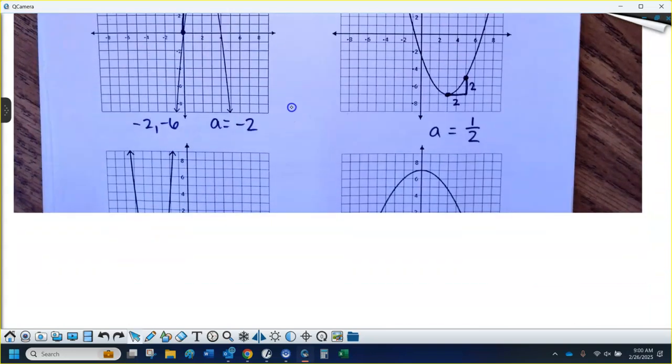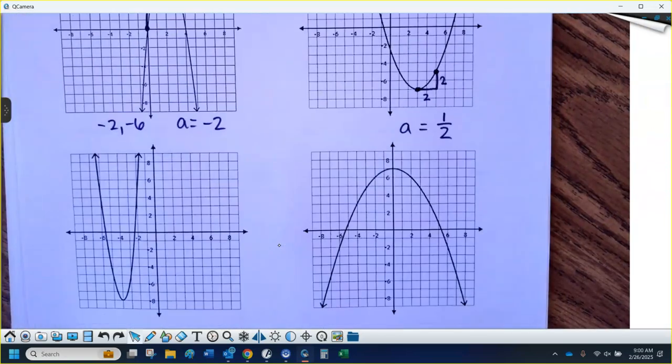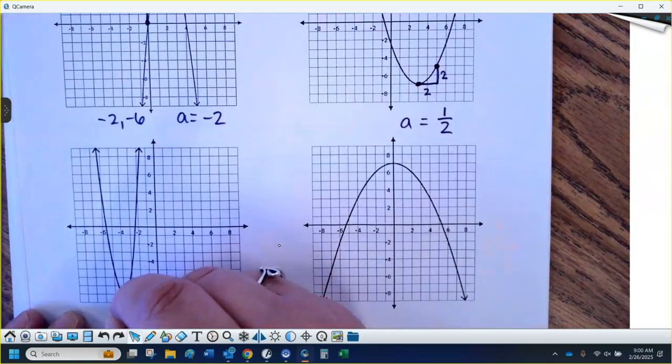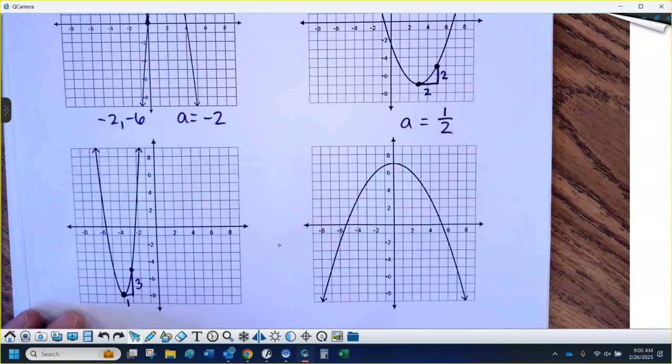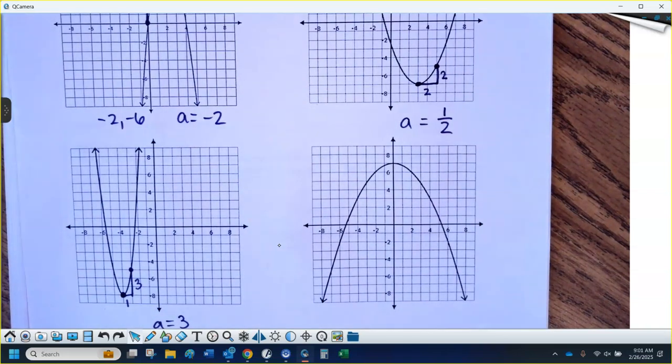Let me look at this one. Okay. So without doing all that algebra, this guy goes over 1, up 3. Whatever that first step is, if you go over 1 and then up, that will be your A value. If that helps you in any way. Otherwise, you can do the algebra.